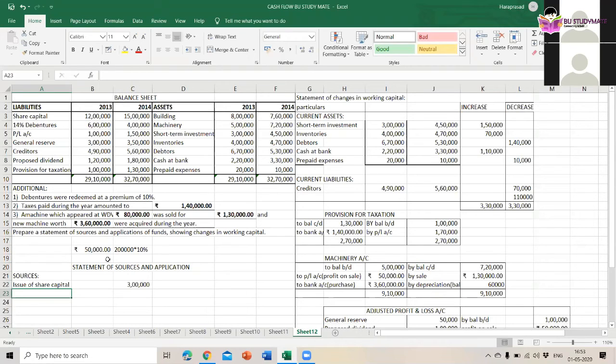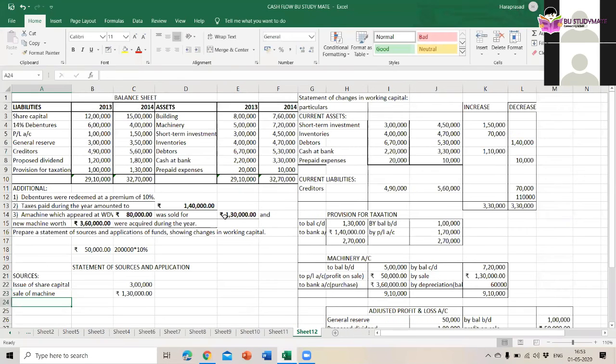one more thing we have is we sold a machine. We sold machine for how much? 1,30,000 rupees. Okay, then anything else we have? Nothing. I think we will move to applications.